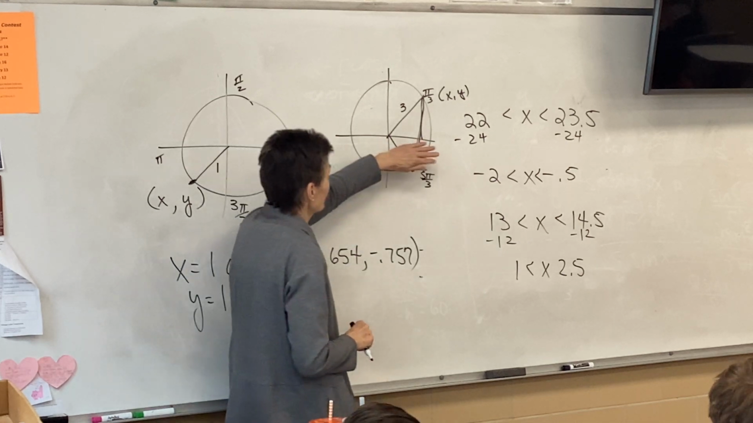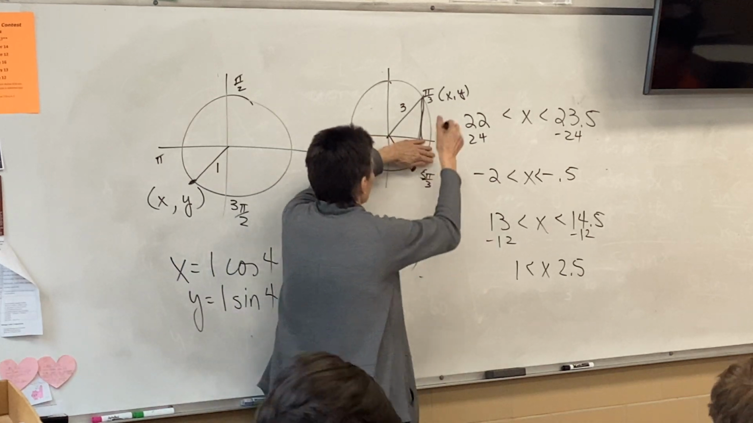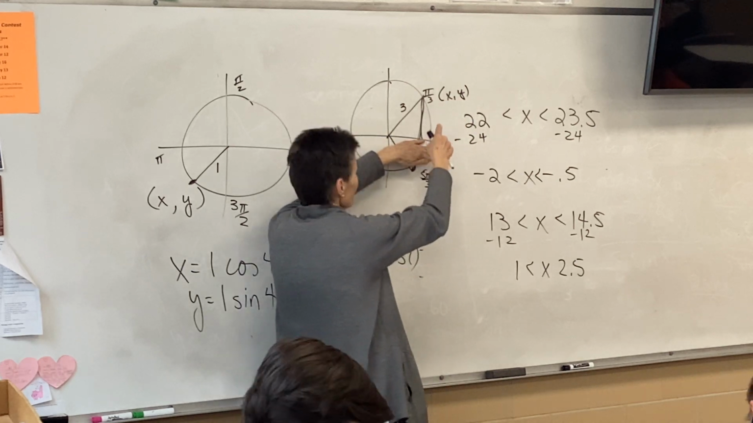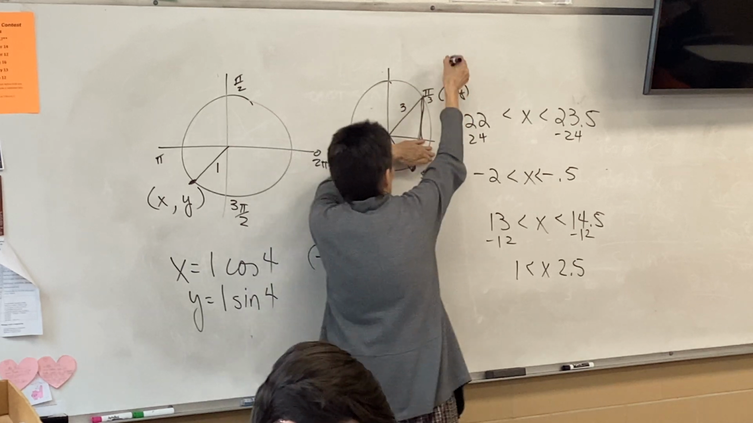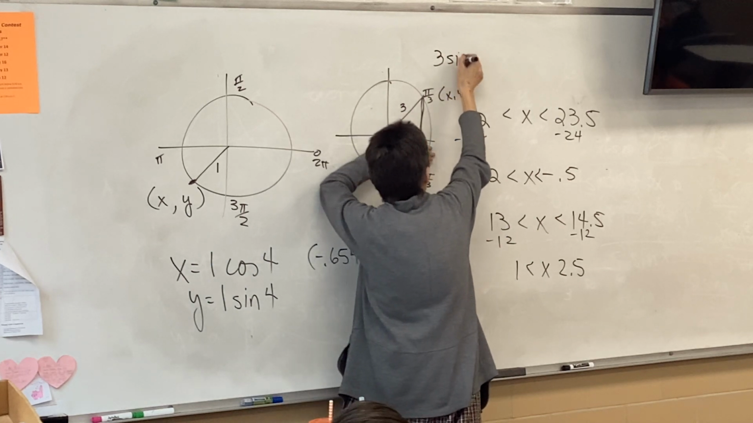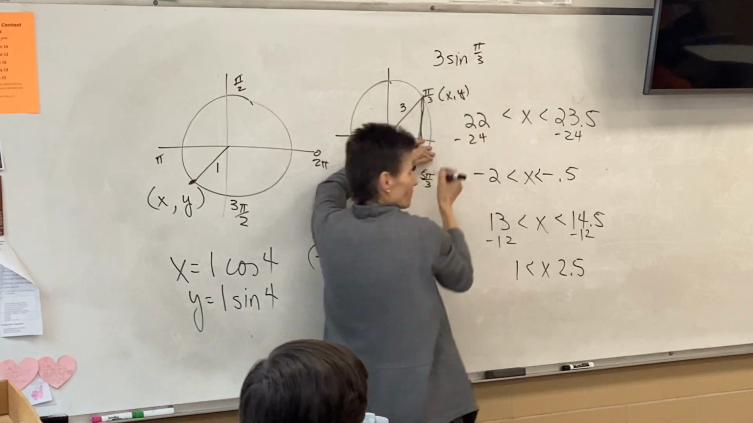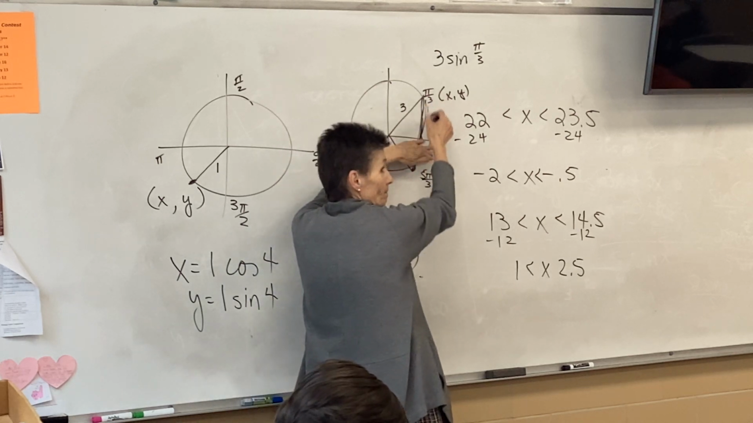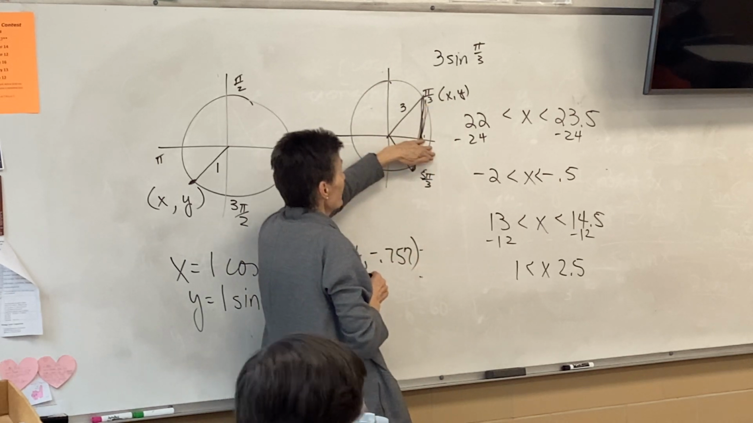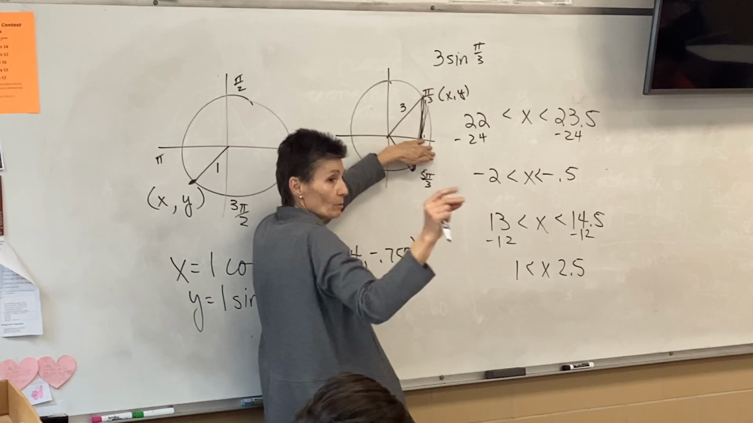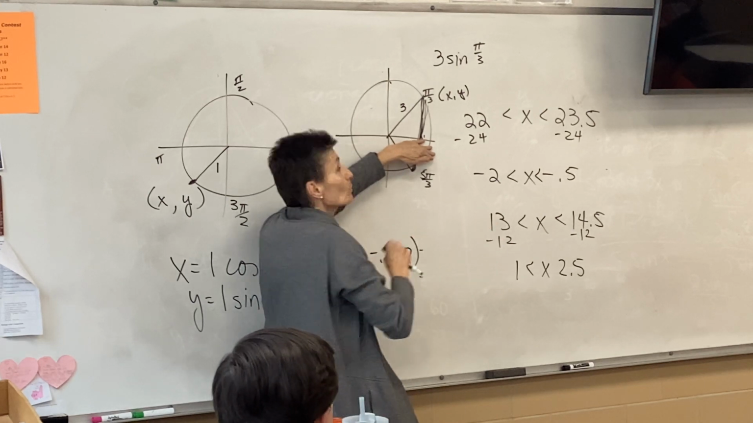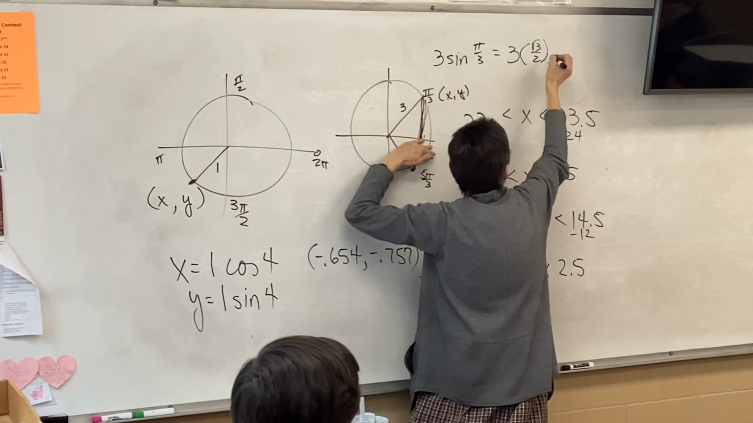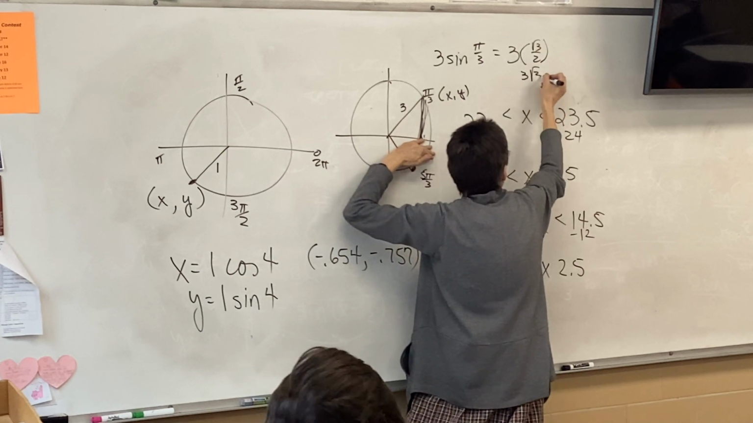So what I'm thinking about doing is forget this bottom part. Can I find my x and y? Actually, I only want my y. Can I find my y? 3 sine pi over 3. Won't that be this height right here? What's the sine of pi over 3? Don't you dare go to the calculator. What's the sine of pi over 3? Root 3 over 2. So 3 times root 3 over 2 is 3 root 3 over 2.